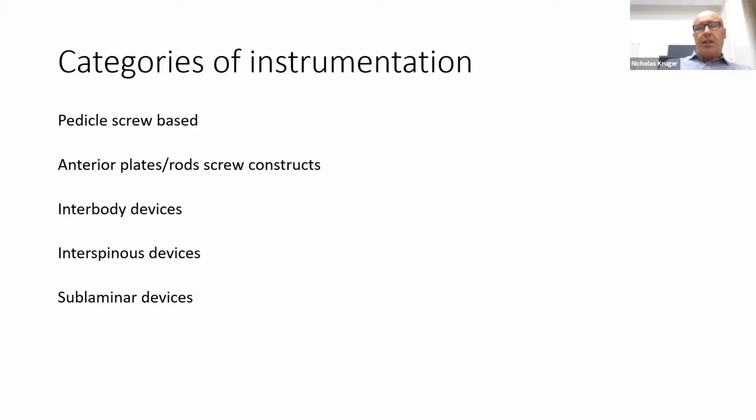So obviously the spine can be very confusing in terms of instrumentation, and here we use different constructs and applications. I've divided them up here into the pedicle screw-based, which are from posterior, your anterior plates, rods, and screws, which are from the anterior aspect, some devices called interbody devices, and interspinous devices, and sublaminar devices. I'll try and give an example of each of those. Those are the basic five categories which I know of for spinal instrumentation.